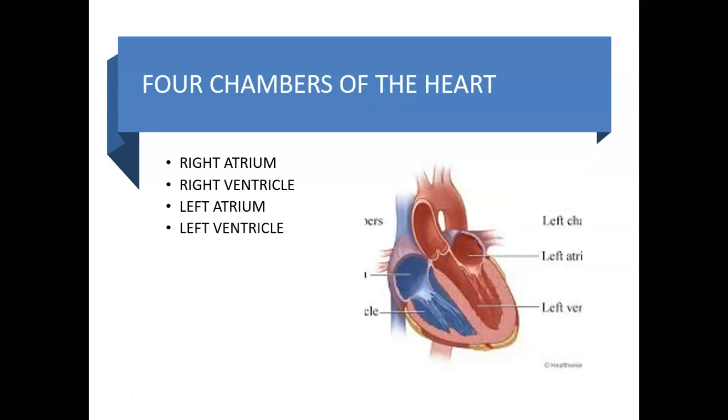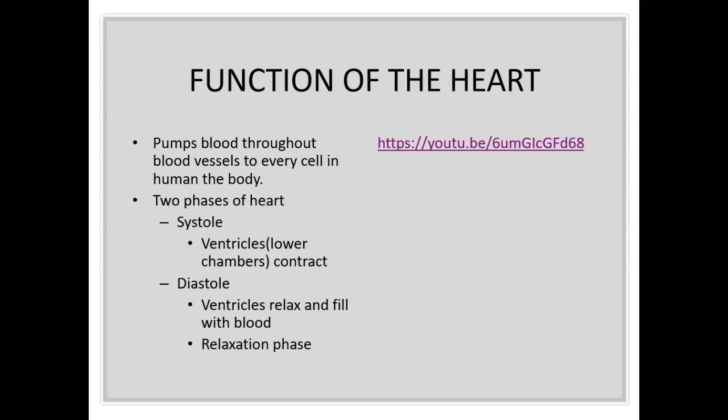There are four chambers of the heart. There's a right atrium, a right ventricle, a left atrium, and a left ventricle. Functions of the heart: it pumps blood throughout the blood vessels to every cell in the human body. There are two phases of the heart: systole and diastole.